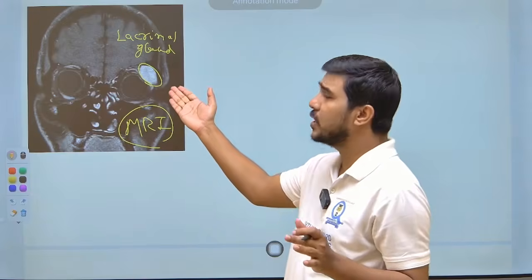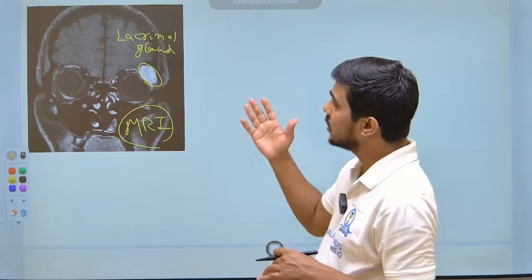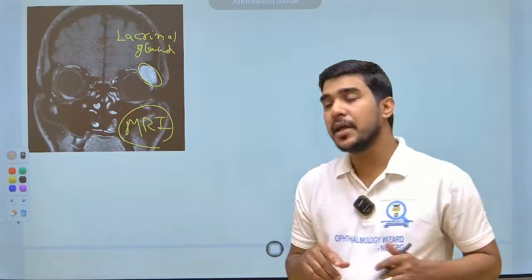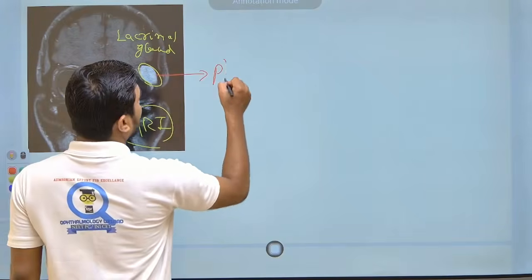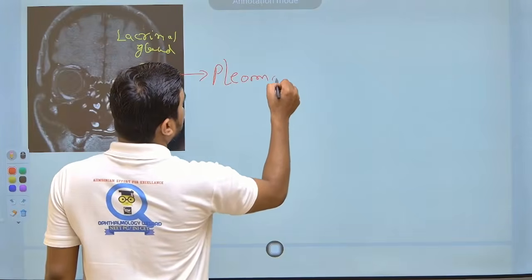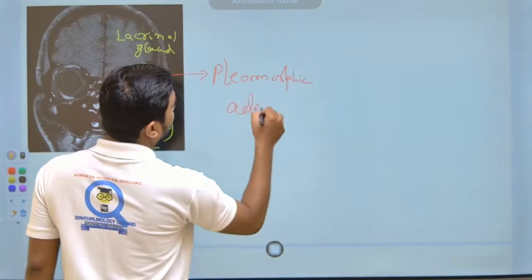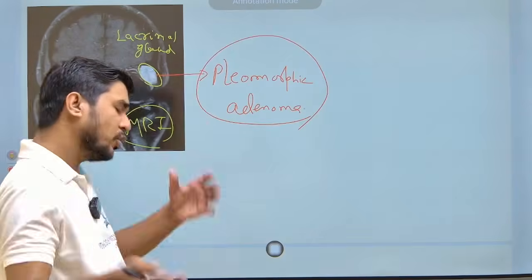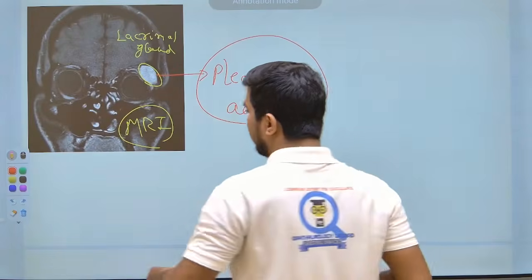This is a very homogeneous lesion. So the most common tumor that is responsible for this homogeneous type of hyperintense lesion on MRI is nothing but pleomorphic adenoma. So the answer for this MCQ will be pleomorphic adenoma and nothing else. Okay.